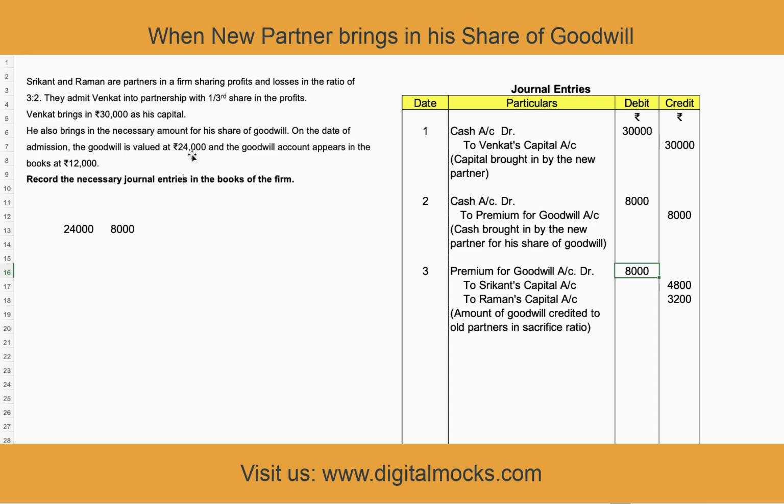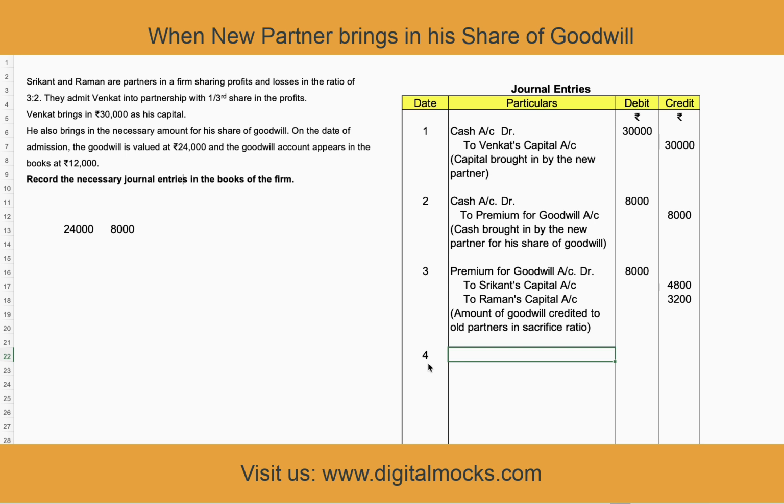Now see what is given. The goodwill account appears in the books at rupees 12,000. It means there is already existing goodwill in the balance sheet. The goodwill account is already appearing. As per Accounting Standard 26, the firm is not allowed to show self-generated goodwill in its records. So we will assume that this is self-generated goodwill. Now we need to write off this goodwill, so we need to pass one more entry. See what entry I am going to pass.